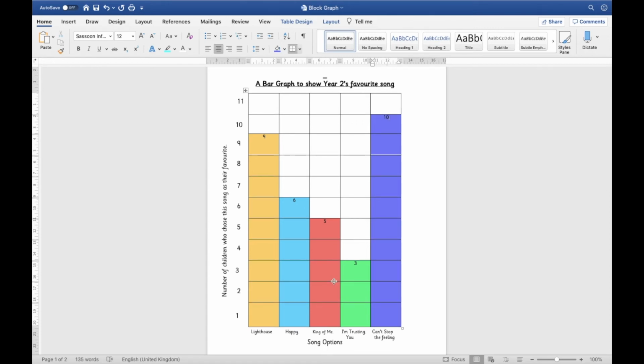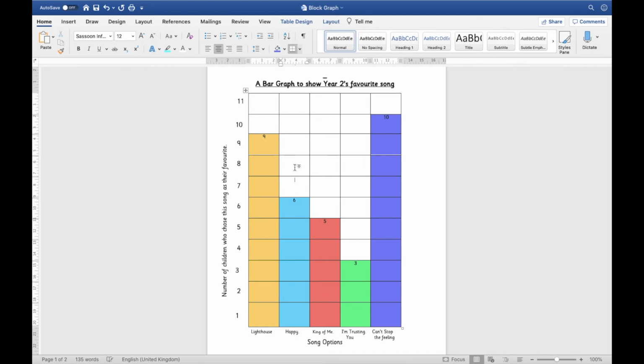So I want you to find the difference between the votes for Lighthouse and the votes for Happy. I'll help you with this one: what's the difference between 9 and 6? Okay, so look at your number line and look at the number 9 and the number 6, and how many jumps do you have to do?